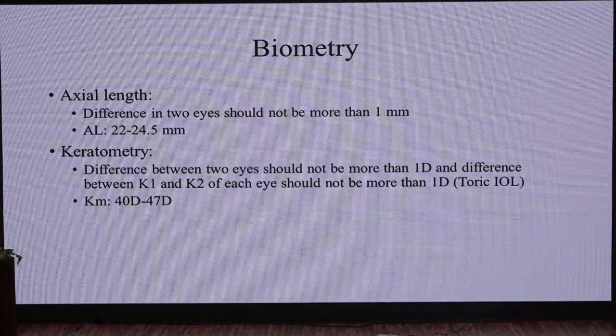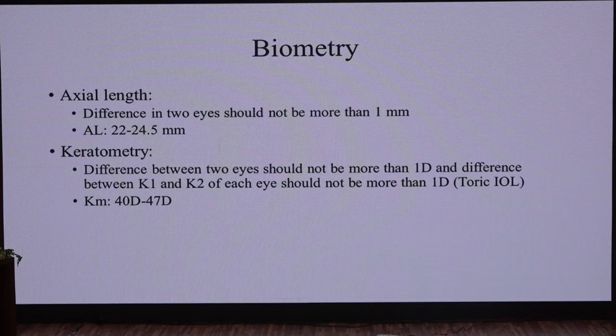So what is the importance of axial length in your IOL power calculation? You have to always see that the axial length is measured for both eyes, even if you are doing one eye surgery. Why? Because if there is a difference in the two eyes of more than 1 millimeter, that means there is something, right? So either you need to repeat it and confirm whether you have measured the axial length correctly or not, or there should be some pathology which will tell you why the difference is more than 1 millimeter.